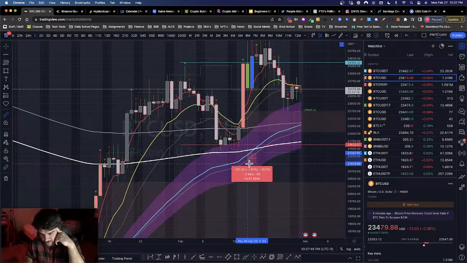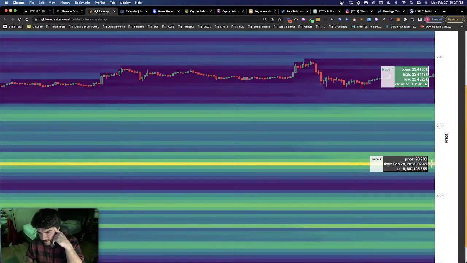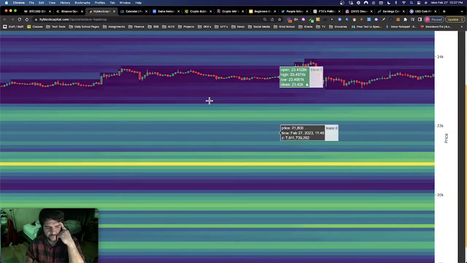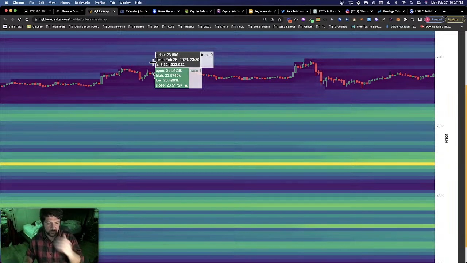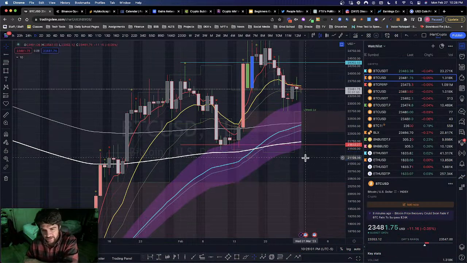Like 1.5%. Look, 21K. Where's your liquidity lie? Right here, 2,900. It's totally feasible for you to get a wick down to there and try to take some of the liquidity. It'll probably come off. Alright?